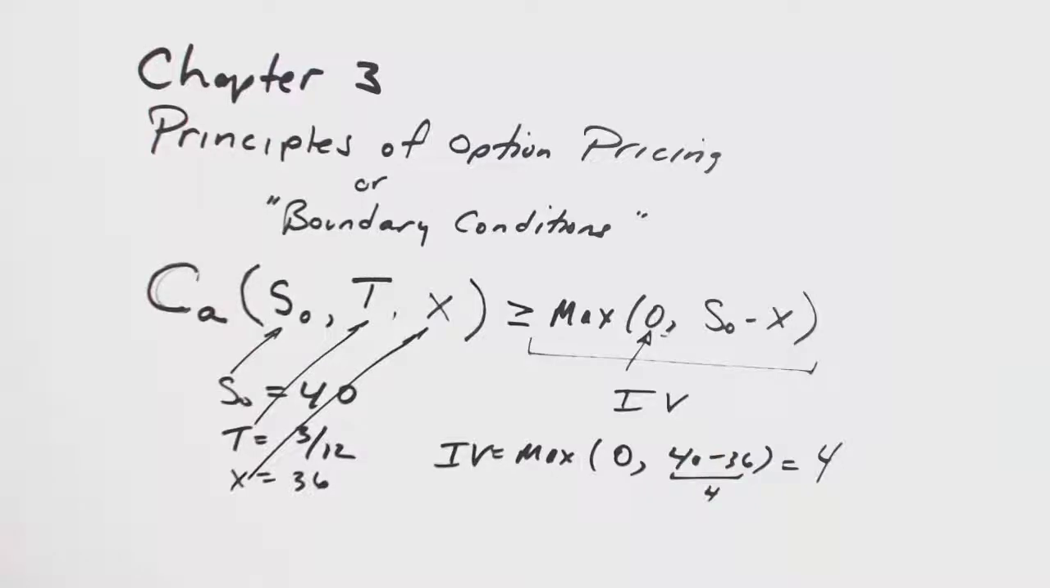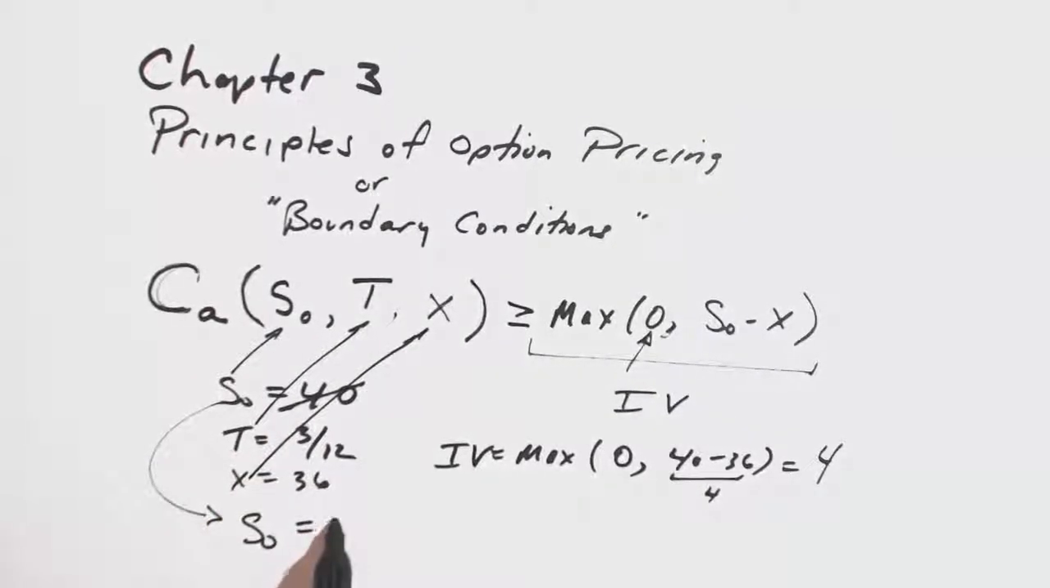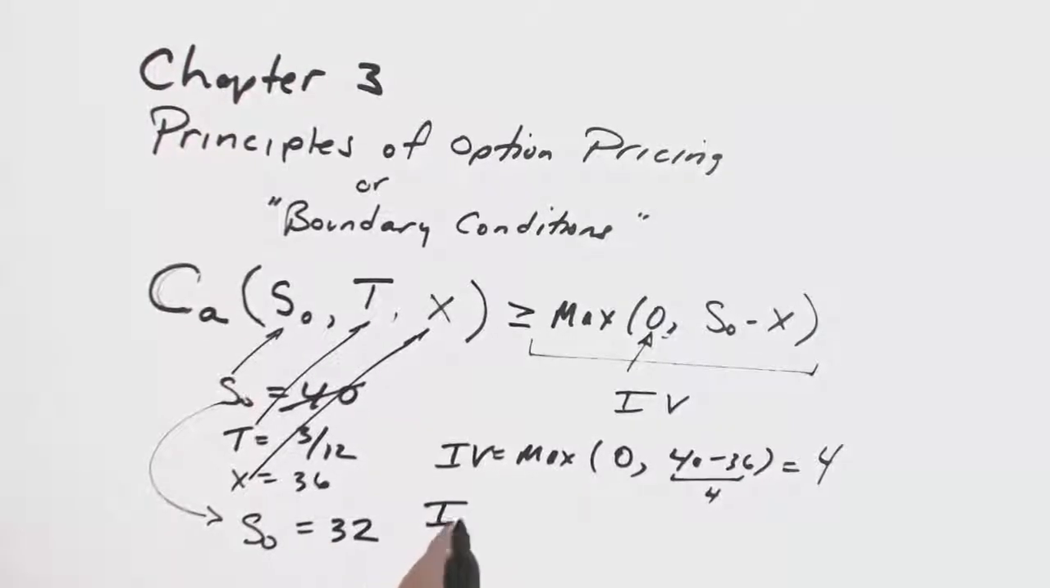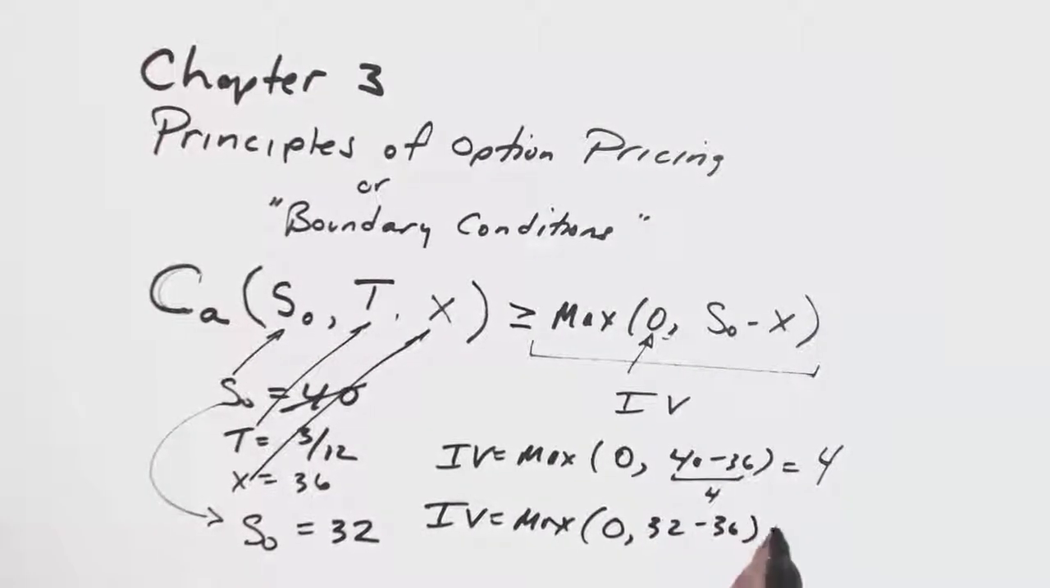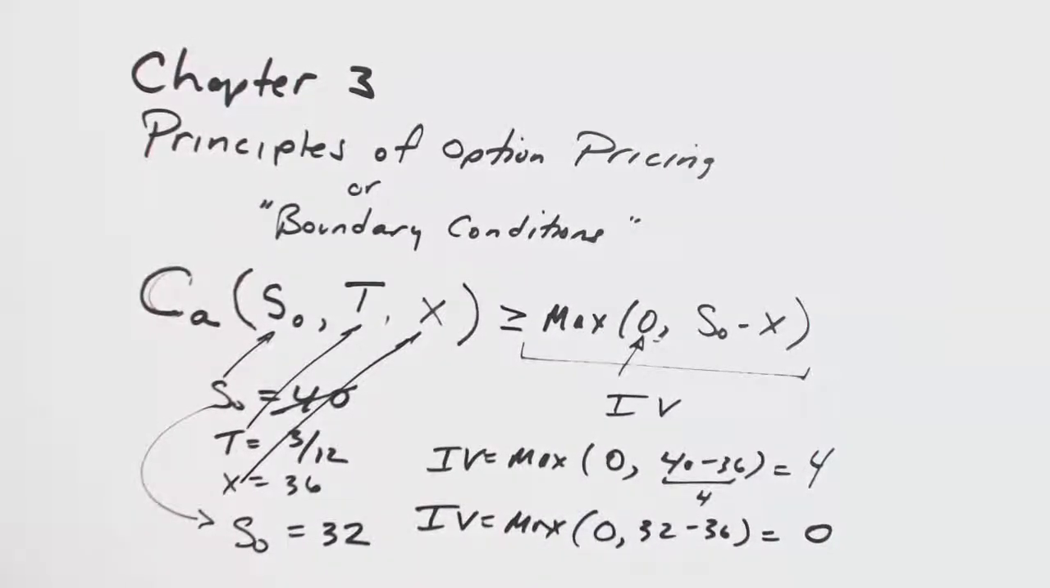Furthering the example, what happens if the stock price instead is not 40, but is 32? Then what's the intrinsic value of this option? Well, 32 minus 36, and 0 is the intrinsic value. Why is that? Because this component here is negative 4. It's out of the money. So 0 or negative 4, well, 0 is the maximum. What it's telling you is that an option can never be negative. You can't have a negative value for an option.